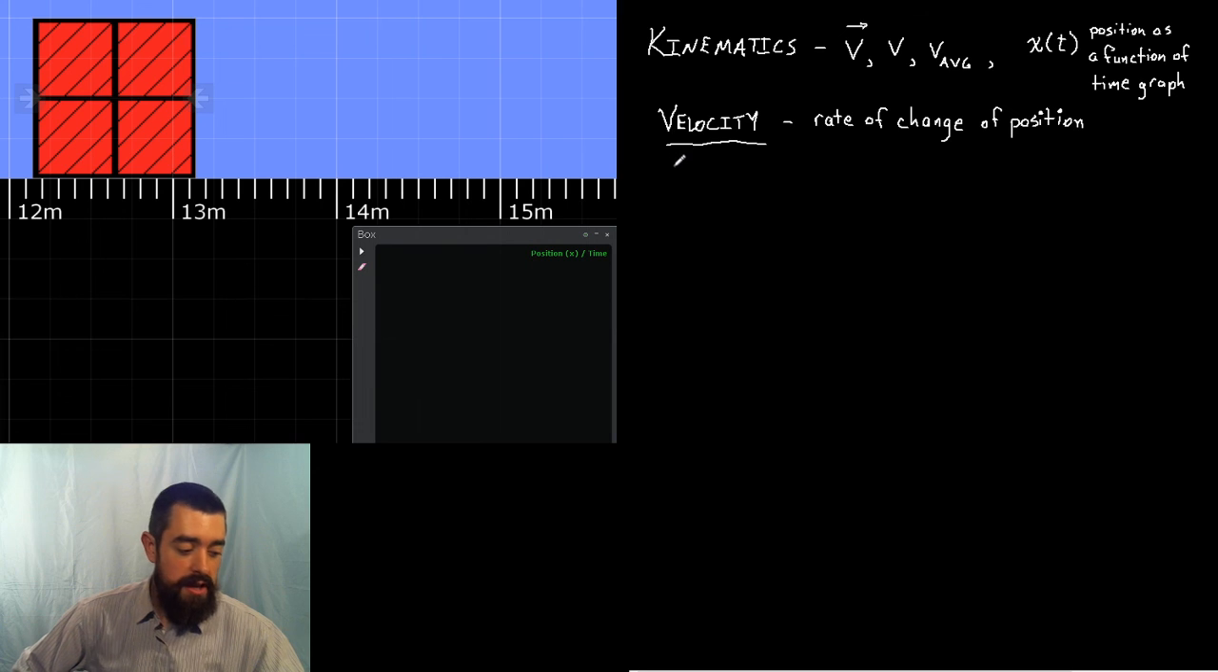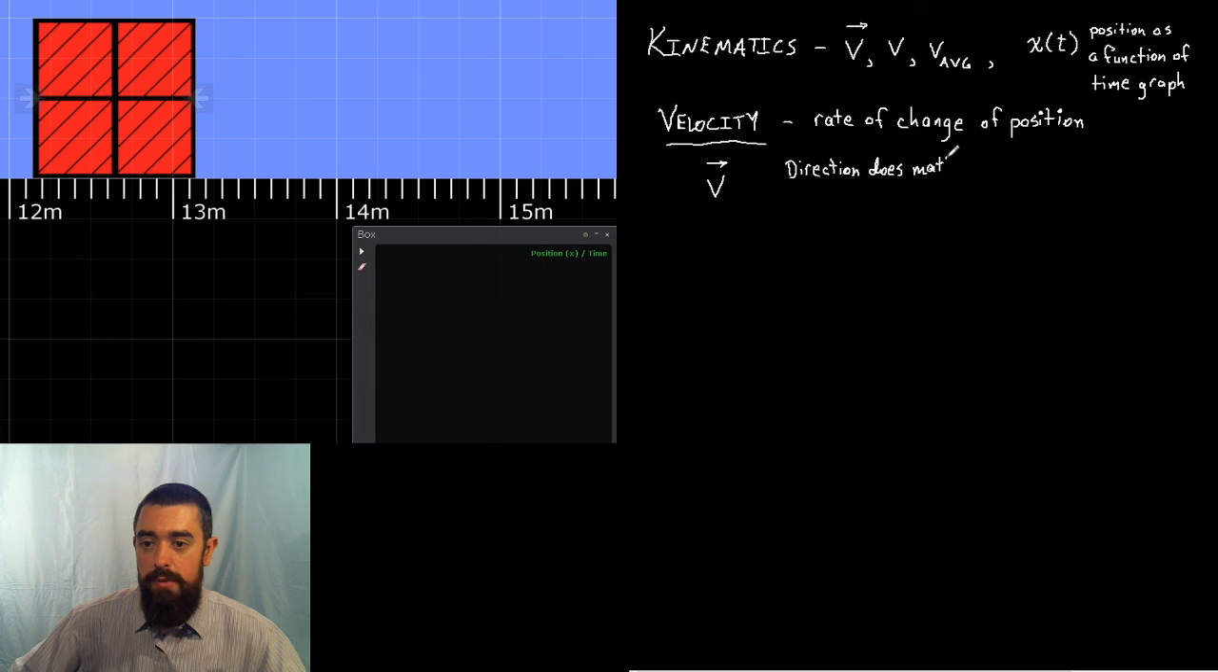Let's talk about the symbol first. The symbol for velocity is V with an arrow over it. The arrow over it means vector. So velocity is a quantity where direction does matter. What do I mean by that? Direction is communicated by velocity. If it's not communicating a direction, it's not a velocity.